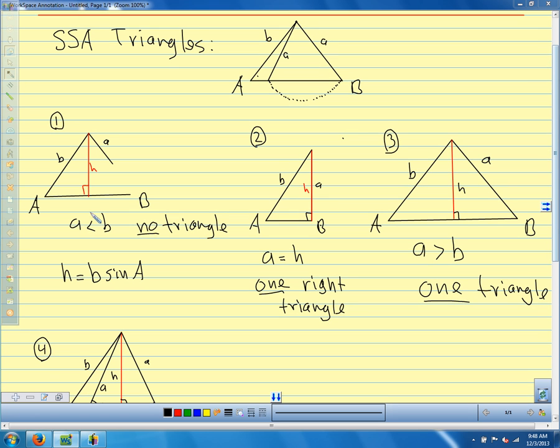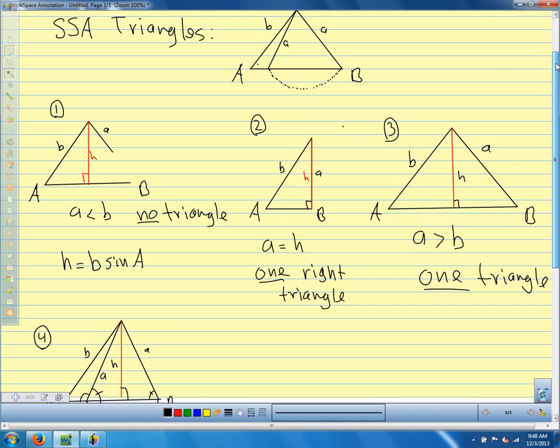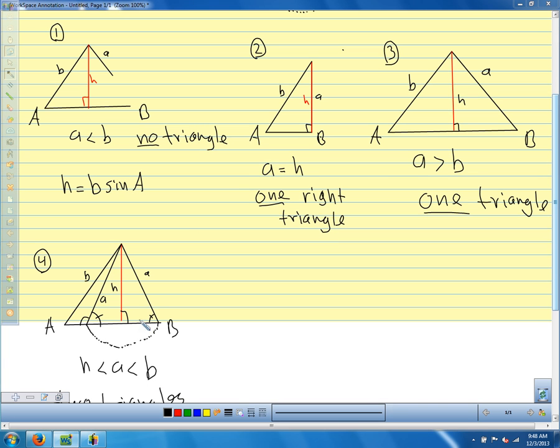What I recommend is draw your picture so that it's in this configuration. It just makes it easier to visualize. Drawing the height and calculating the height is really the key. So knowing the height of the triangle, and then you decide, if you have a side-side-angle triangle, do you have no triangle? This isn't big enough to connect. Do you have one triangle? Or do you have two possible triangles? And then you use the law of sines to proceed from there.